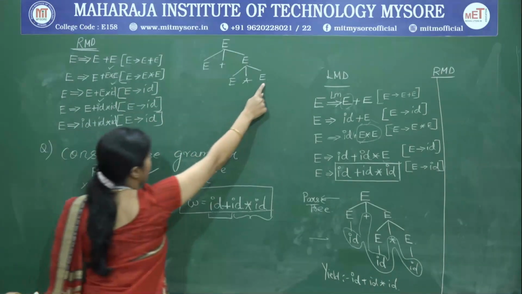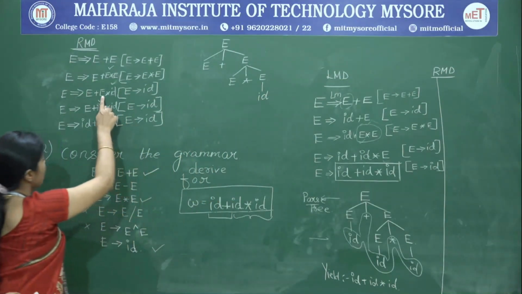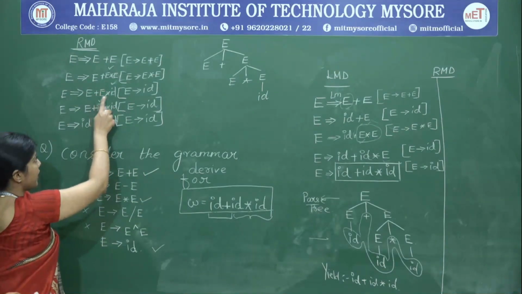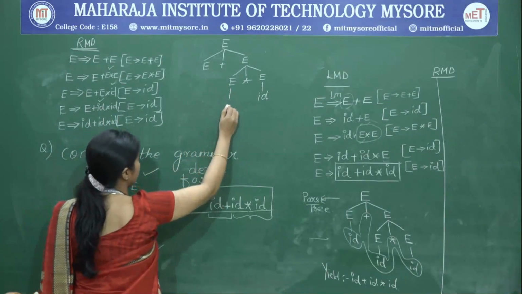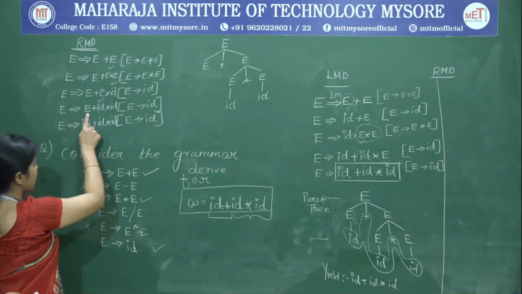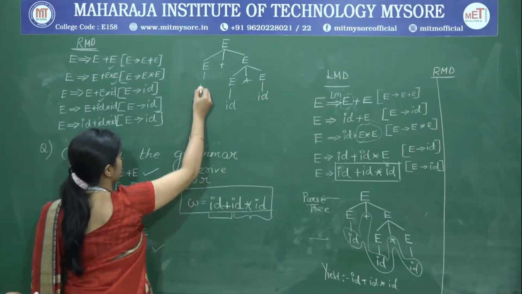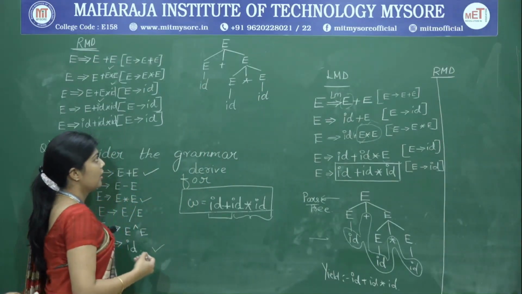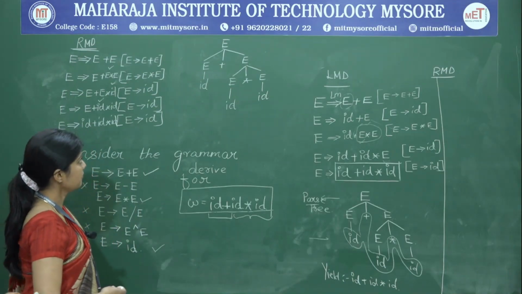This last E is getting replaced by ID. Next, the middle E, the second E, is getting replaced by ID in the next step. So this E goes to ID. Then next we have this E which is getting replaced by ID. In the tree it is this E which is getting replaced by ID. So this is the complete parse tree that we have obtained.